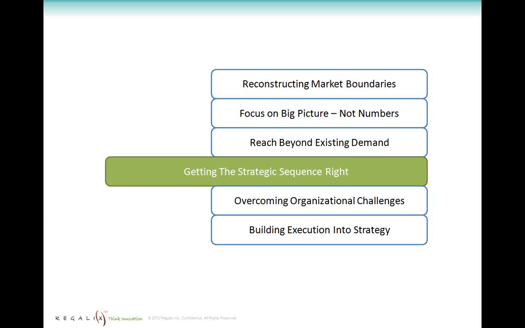Next, we move on to the next principle. It's called getting the strategic sequence right.